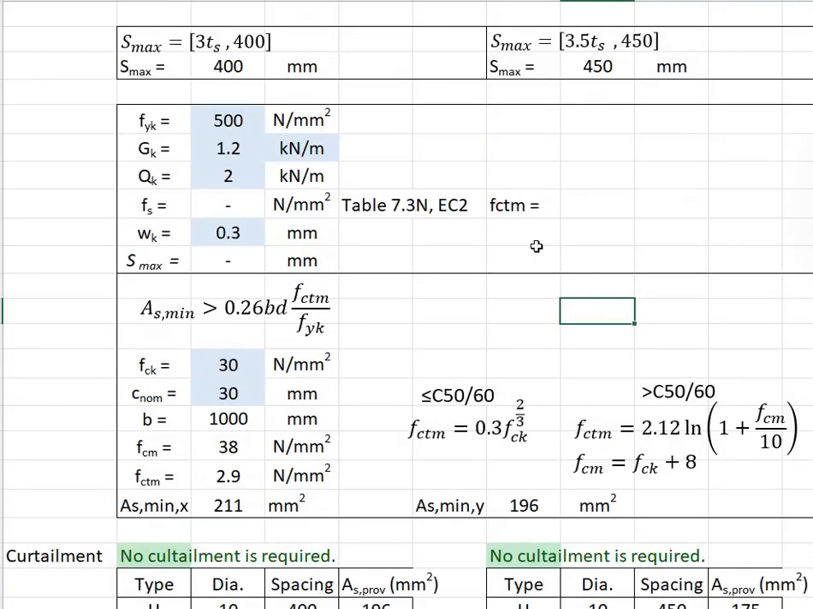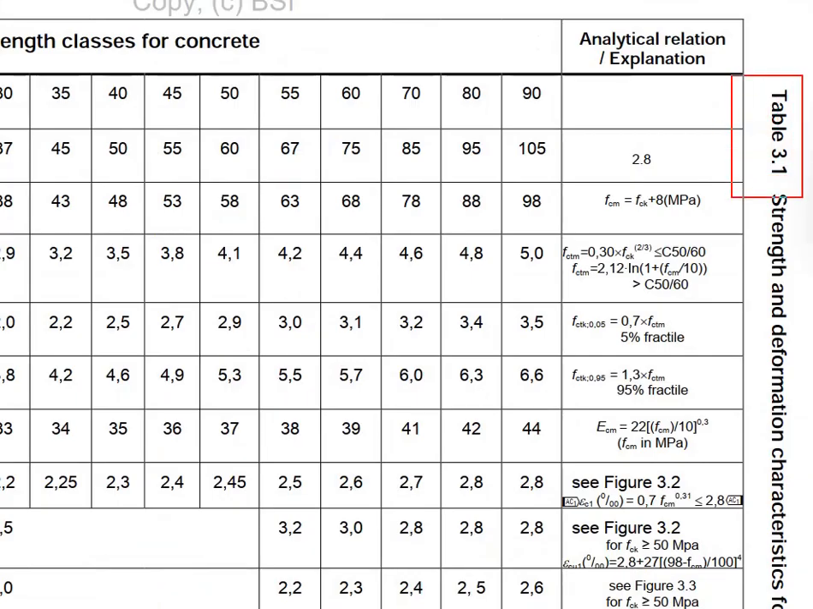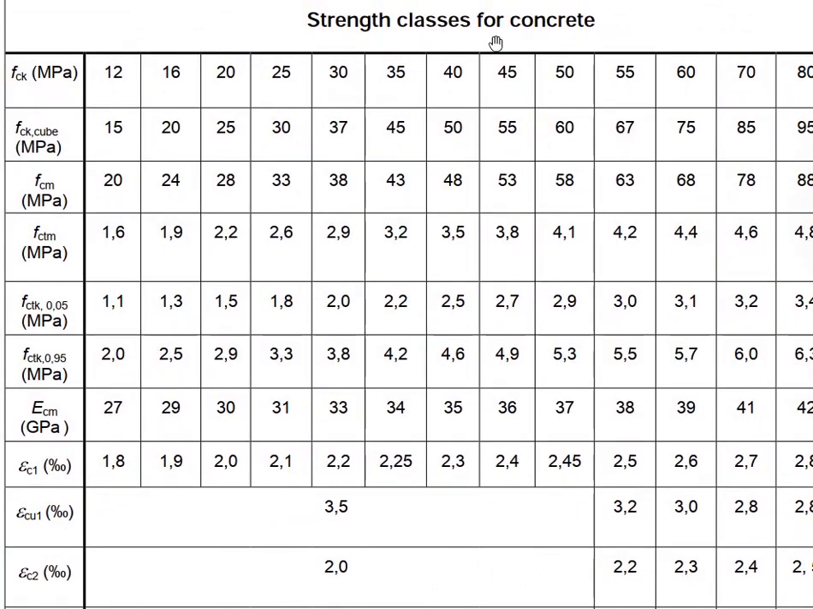And then you need to get the fctm. There are two ways for you to obtain fctm. It is either referring to the table given in Eurocode 2, Table 3.1 in Eurocode 2. This table provides you the properties of the concrete in accordance to the strength class. Given the fck, you can go to fctm, and your fctm equals 2.9 for fck grade 30.